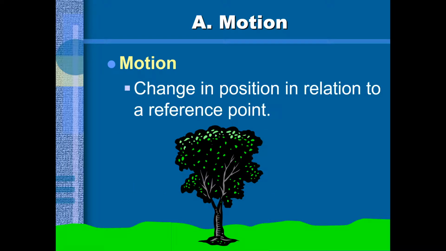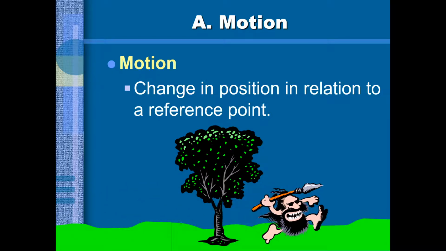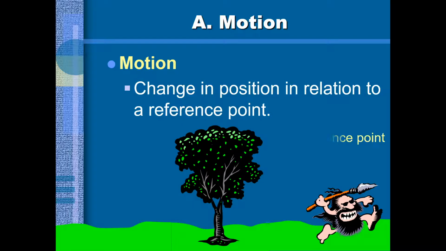So we define a change in position in relation to a reference point. So here, if we let our reference point be the tree, we can see that the man is moving in relation to the tree. The tree is acting as a reference point, and we can describe the motion of the man as moving toward the right. So change in position in relation to a reference point is motion. That's another definition of motion.